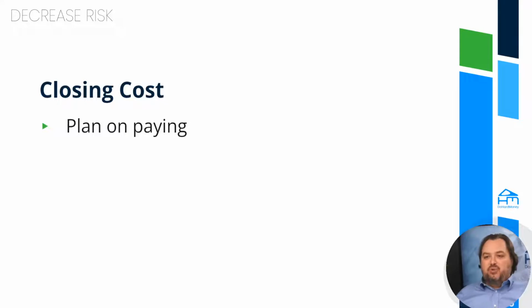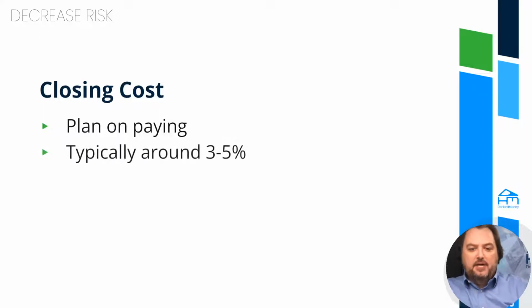I think you just need to plan on paying closing costs. Okay, you just got to plan on paying closing costs. Closing costs are going to be something that the buyer's going to come in and say, I want you to pay for my closing costs. Typically, a buyer's closing cost is going to be 3 to 5%. This is going to be in addition to your closing costs as a seller.